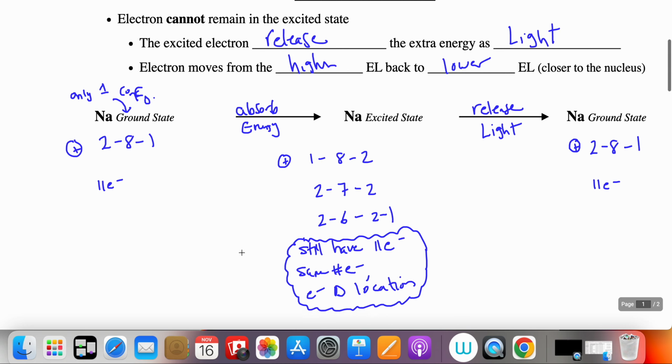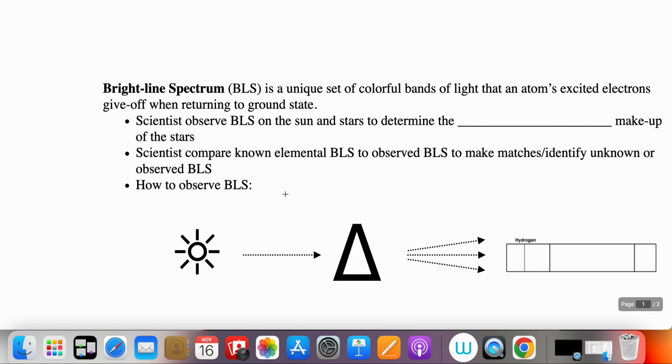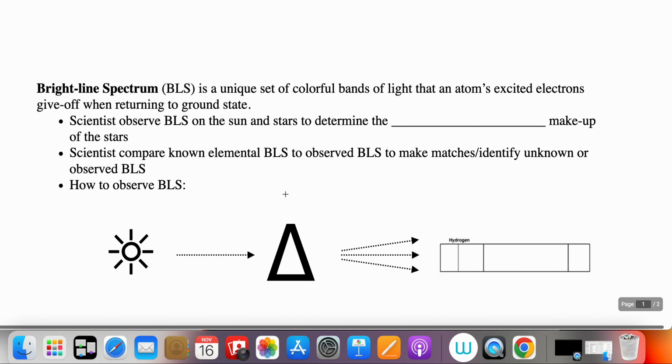So watching electrons change their location, something that scientists use and have used for many years now is the bright line spectrum. So the bright line spectrum is a unique set of colorful bands of light that an atom's excited electrons give off when they go from the excited state to ground state. So if you take a look here, you start off with a light source.